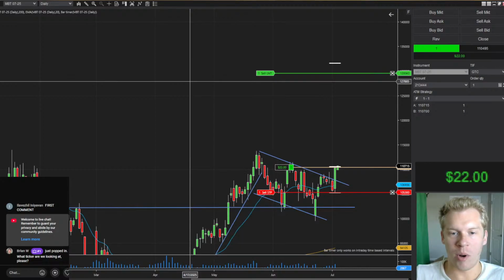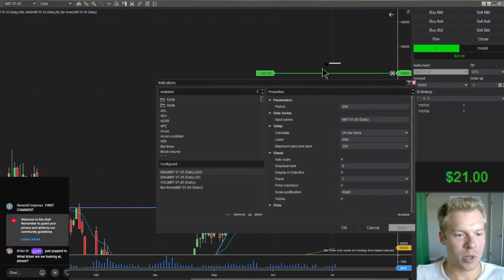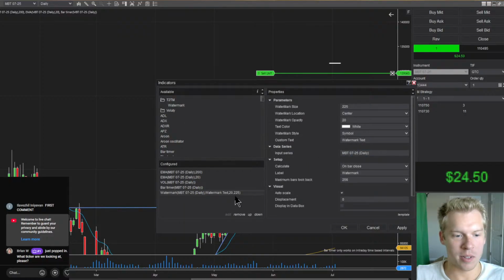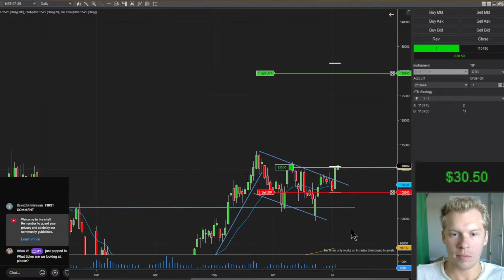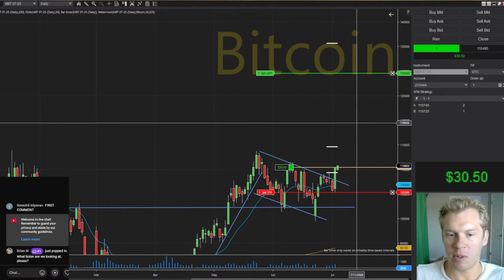I can add in watermarks on these so it'll tell you what chart it is. Let me add those in. There we go. So there's Bitcoin.